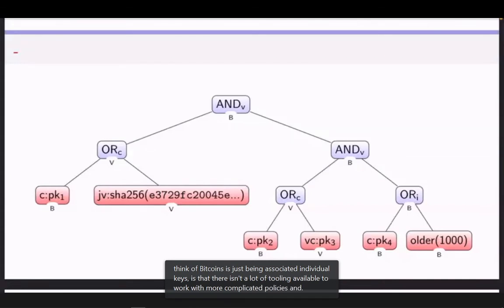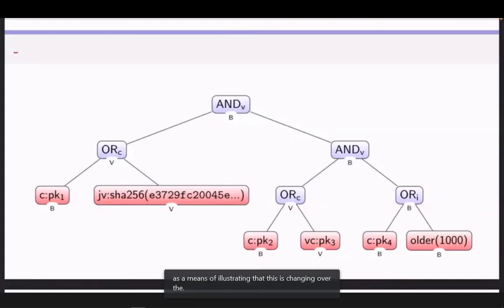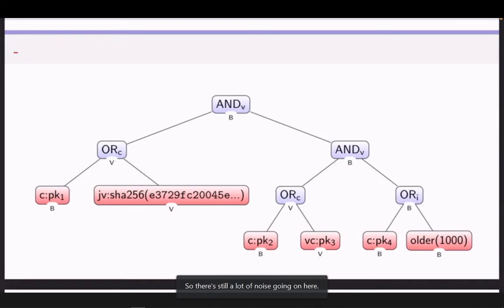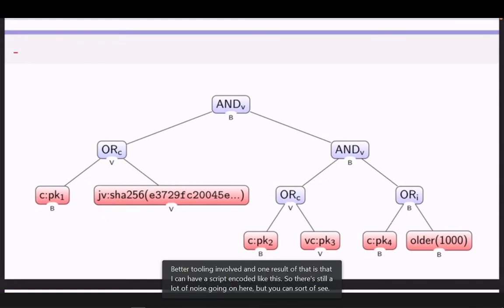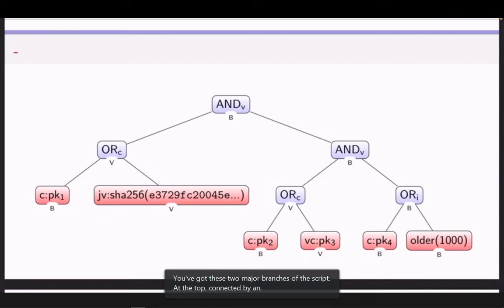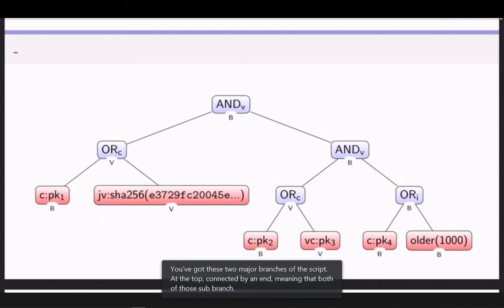And as a means of illustrating that this is changing over the last year or so, we finally started to recognize uses for more complicated policies. There's been better tooling involved. And one result of that is that I can have a script encoded like this. So there's still a lot of noise going on here, but you can sort of see on a high level, you can tell what's happening. You've got these two major branches of the script at the top connected by an and, meaning that both of those sub branches need to be satisfied.